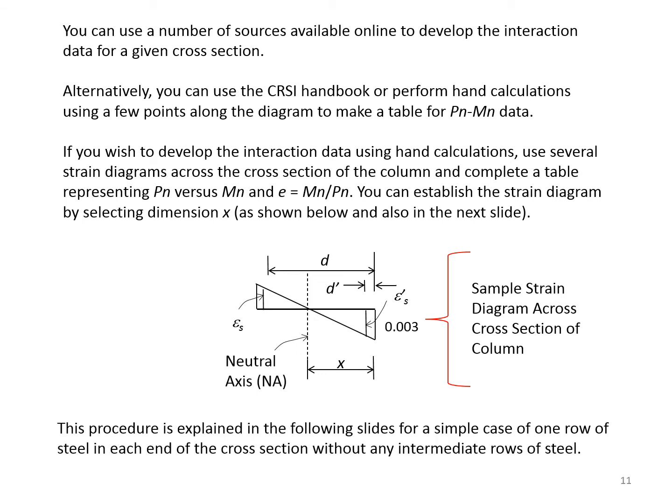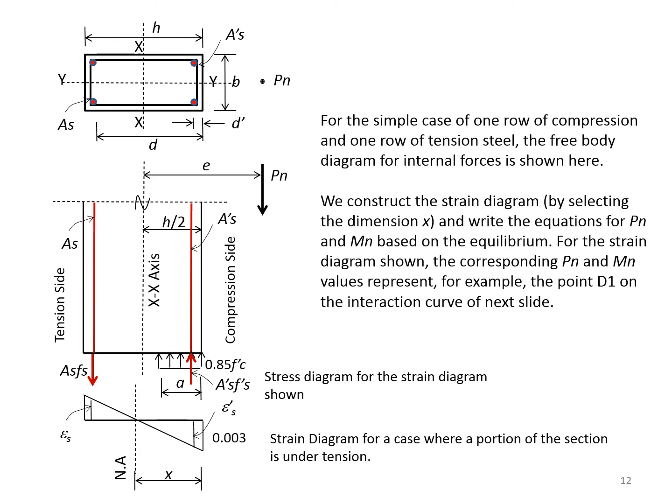This procedure is explained in the following slides for a simple case of one row of steel at each end of the cross-section without any intermediate rows of steel. For the simple case of one row of compression and one row of tension steel, the free body diagram for internal forces is shown here. The lower figure shows a free body diagram in a longitudinal detail of the column.